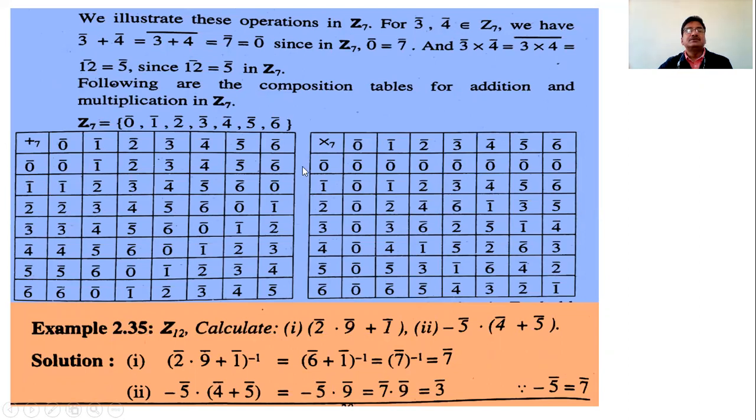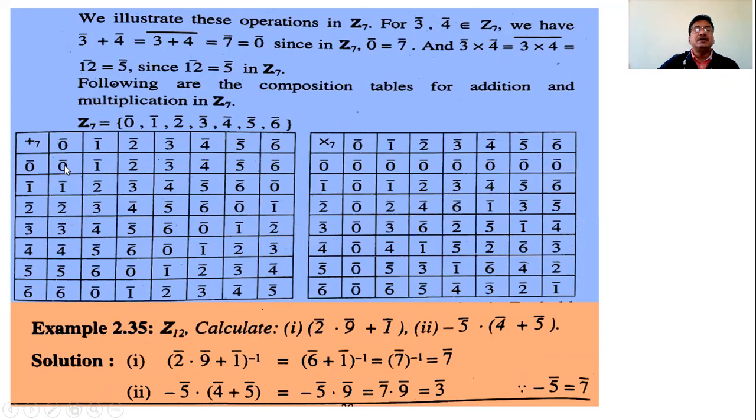Similarly, in the multiplication table, the first row and first column contain all the elements of Z7. So the first row and first column in the multiplication and addition tables are just the elements of Z7, the same. And then the entries.